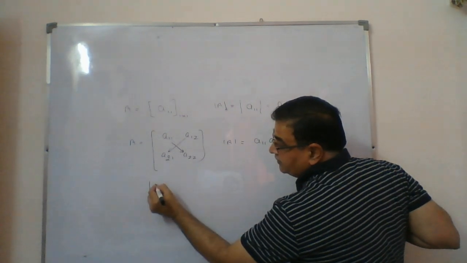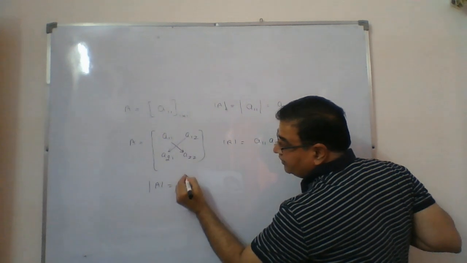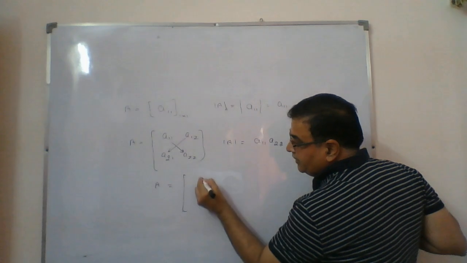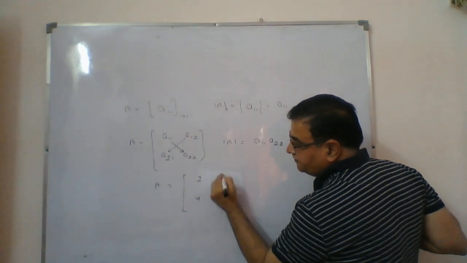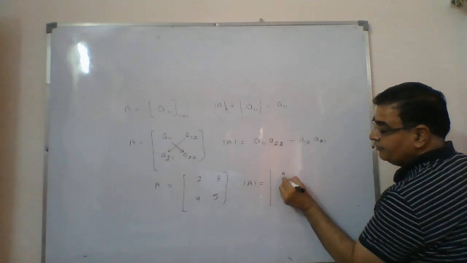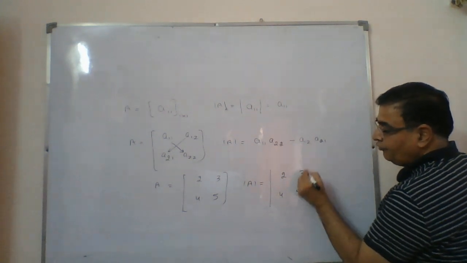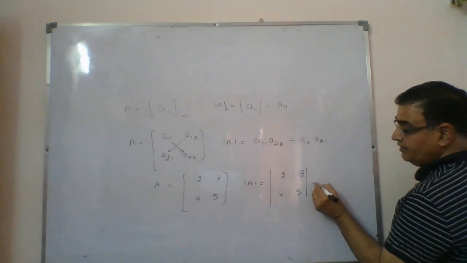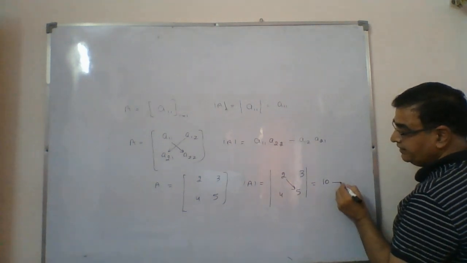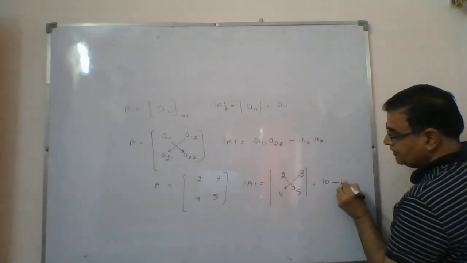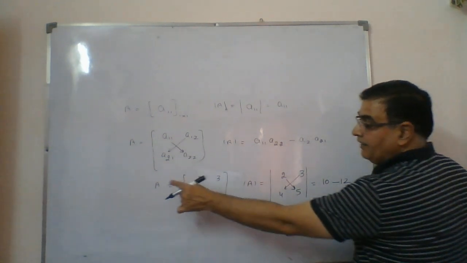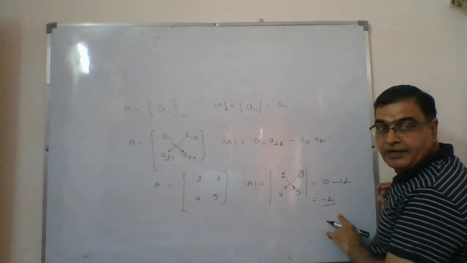Simple example, determinant A, first I'll take matrix A. Let the matrix be 2, 3, 4, 5 and I want the determinant of it. So I'll write this in the form 2, 3, 4 and 5. Then first these two will multiply, that will come 10. Minus will be there, I'll go by the reverse way, 4 3s are 12. So determinant value is coming minus 2. So matrix A has determinant value minus 2.